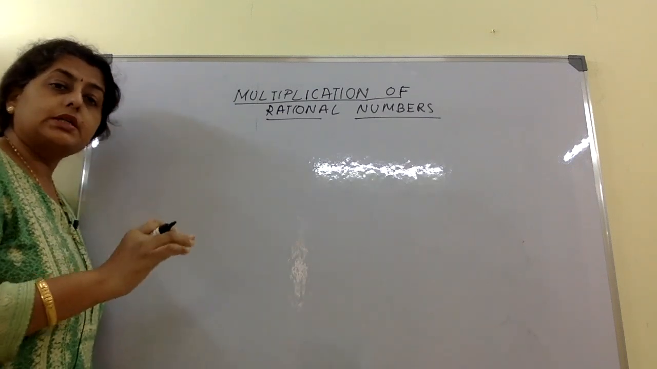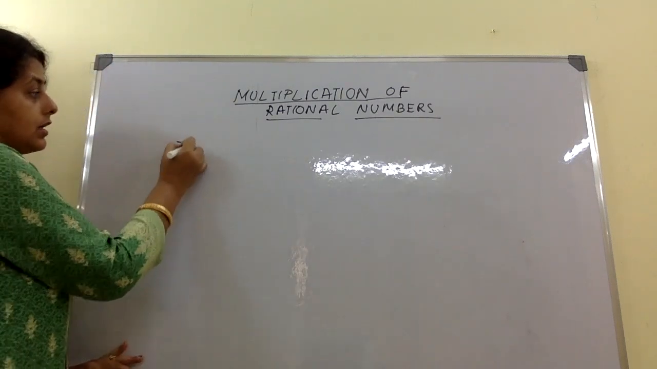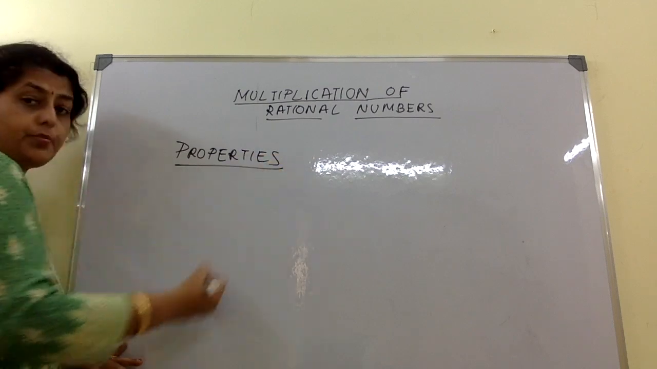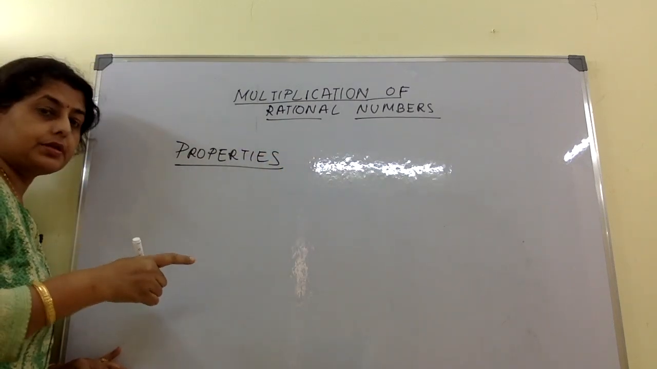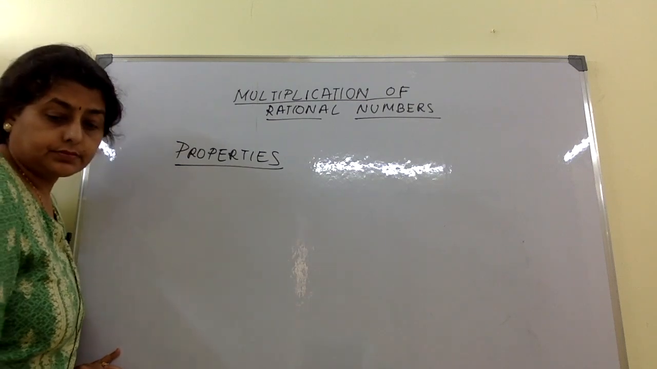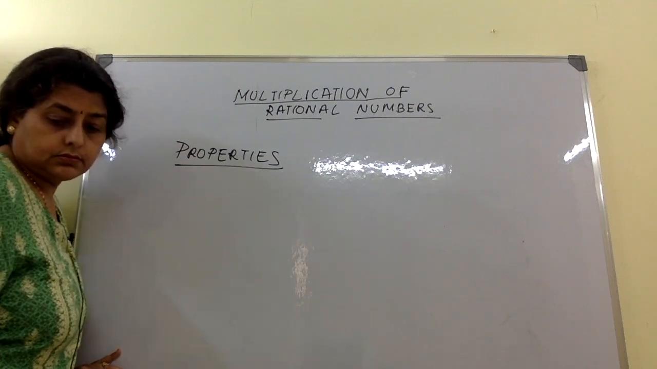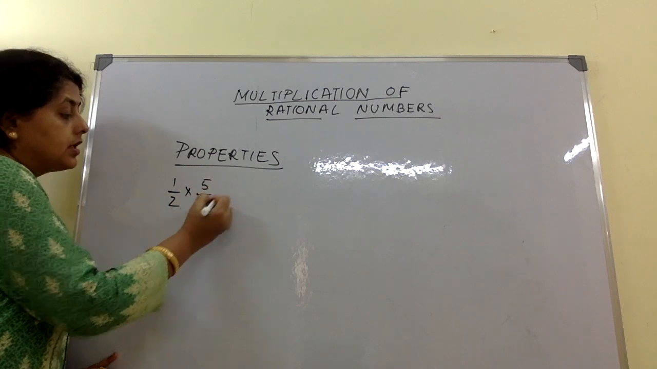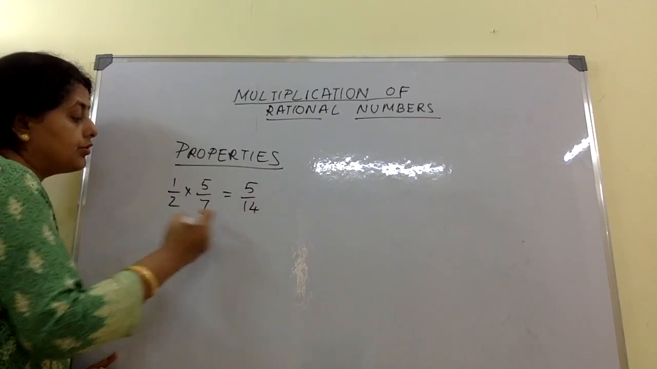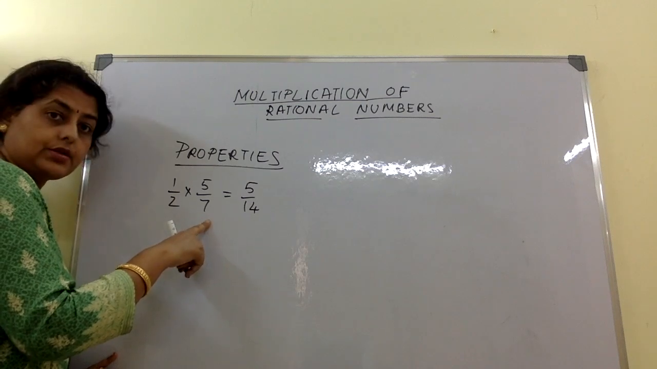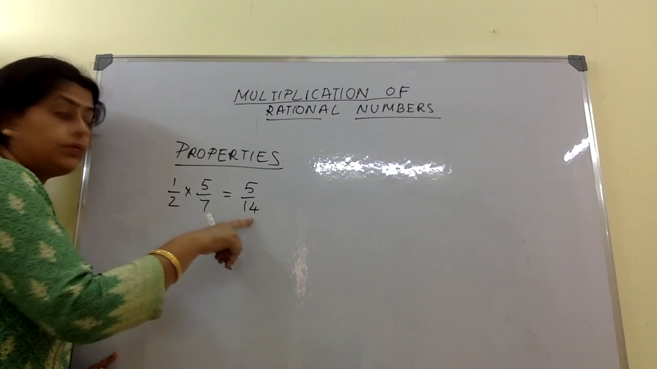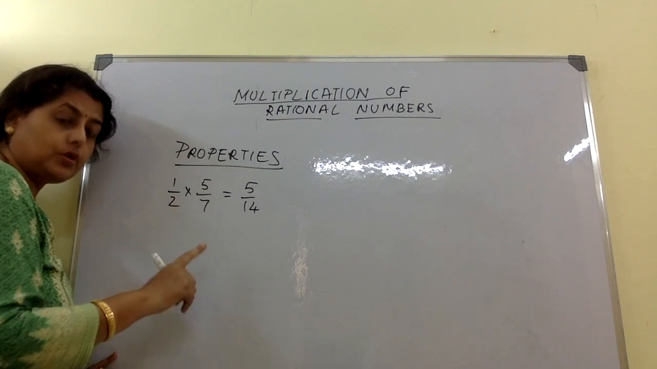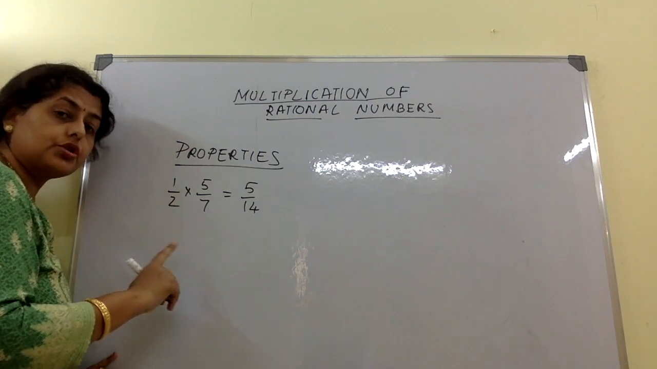Okay, now let's come to the properties of multiplication. What are the properties of multiplication? Now the properties of multiplication of rational numbers go like this. Supposing I have half and I multiply with 5 by 7. How much do I get? 5 by 14. Now this was a rational number, this was another rational number, and we see this is also another rational number. Therefore, multiplication of rational numbers follows closure property.